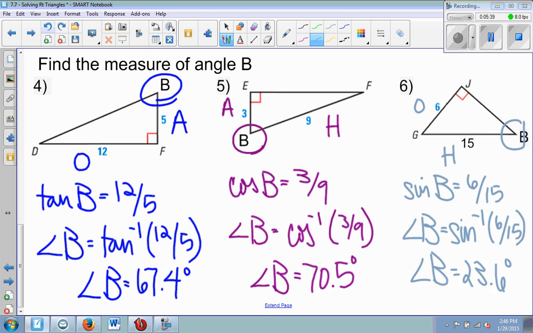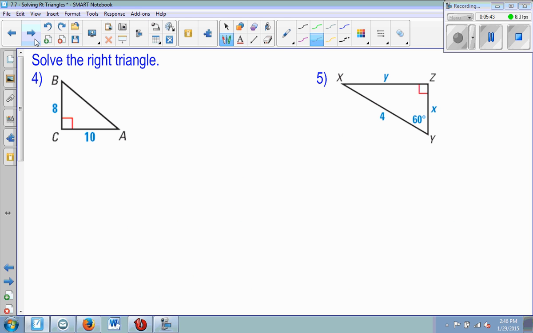Now, the overarching concept for today is this concept of solve the right triangle. So what they're telling us when they say solve the right triangle is find everything that's missing. Not just a particular angle, not just a particular side. Find everything. So there are things that we need to find here.